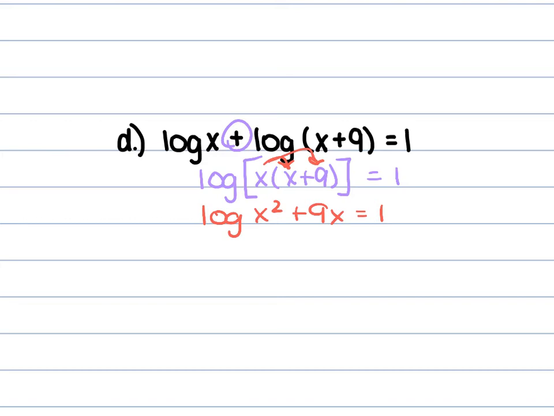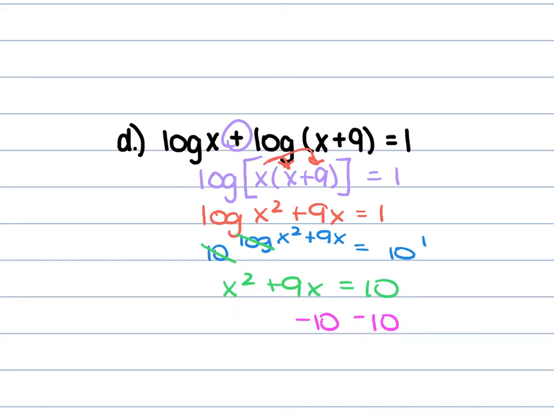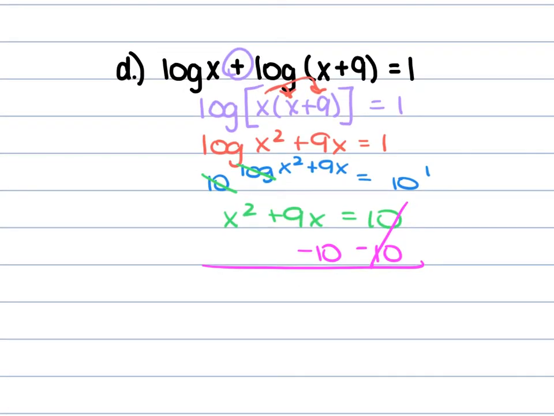Our base here is 10, so we're going to rewrite this as 10 to the power of log x squared plus 9x is equal to 10 to the first power. So the 10 and the log cancel out, so we have x squared plus 9x is equal to 10. We move that 10 over by subtracting it from each side, so that way we have it equal to 0.